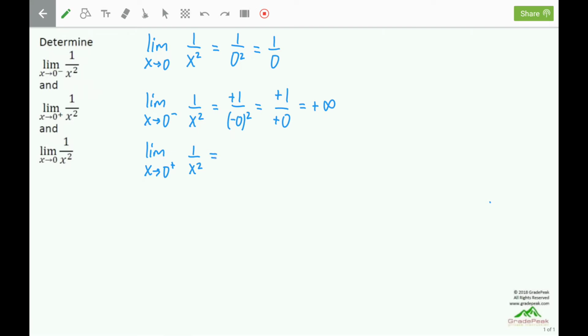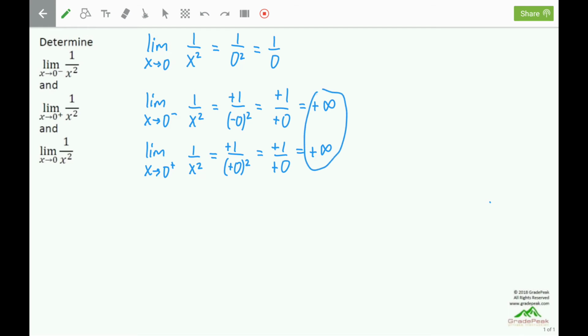Now let's look at the right-sided limit. The right side of 0 on the number line is positive numbers, so this will be a positive 0 squared. The numerator is a positive 1, so we have a positive 1 over a positive squared is positive, 0 squared is 0. A positive over a positive is positive, and a non-zero over 0 will be an infinity. And the right-sided limit is also positive infinity.